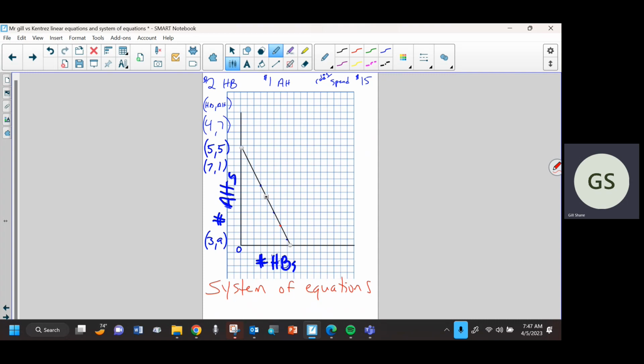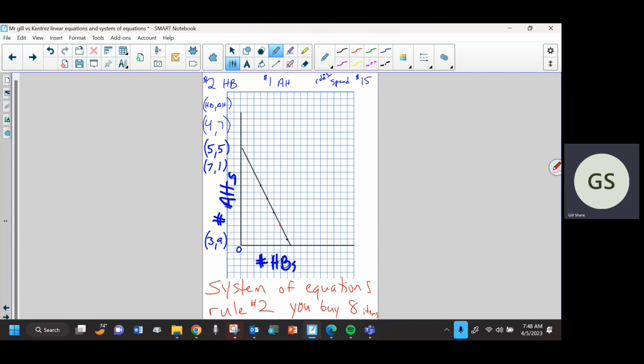So if I add a second rule, an equation is a rule. I have one rule that we have to spend $15. Now, though, I want to add in another rule, and I want to say, here's the rule number 2. You buy 8 total items. So the total of the airheads and honey buns you buy is 8.